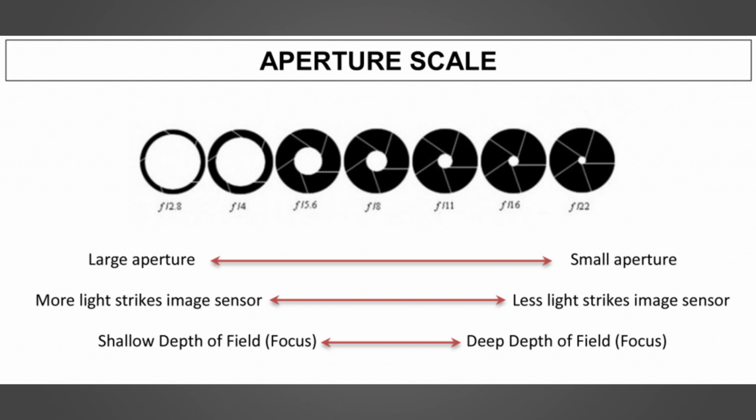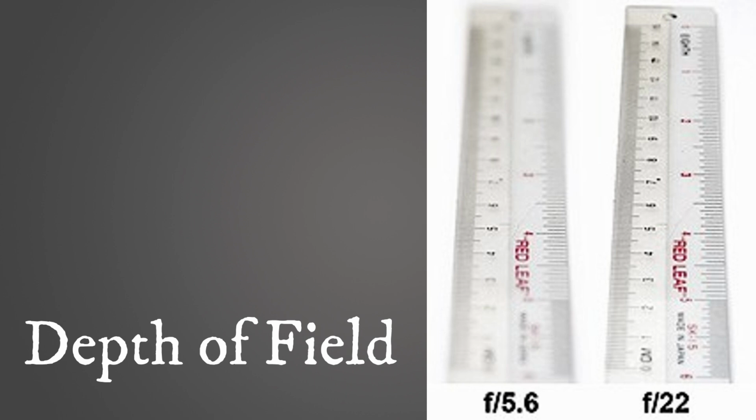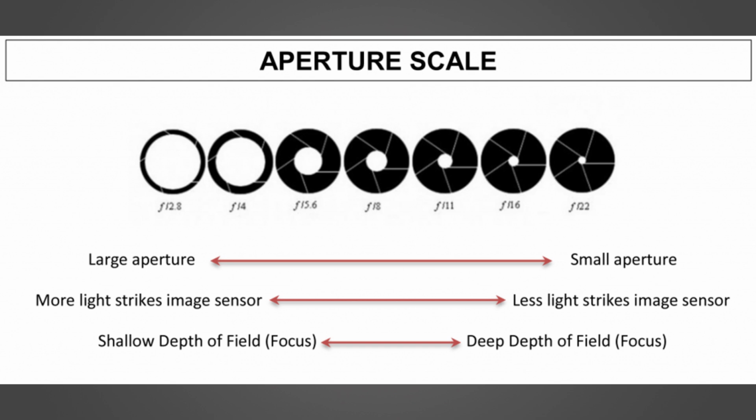Light is only half of the aperture's job, though. The other function that aperture controls is depth of field. The term depth of field refers to how much of the photo is in focus. Aperture widens or narrows the range of focus, bringing more or less of the photo into focus. The narrower the aperture, the deeper the depth of field, meaning more is in focus. The wider the aperture, the shallower the depth of field, meaning less of the image is in focus.